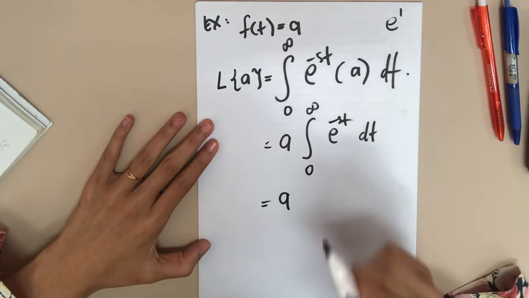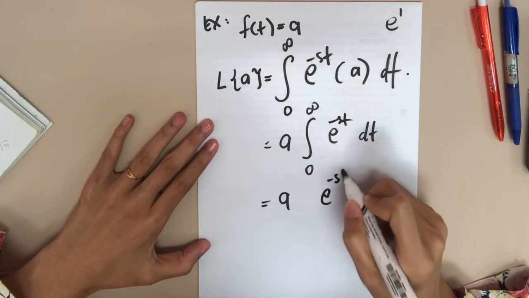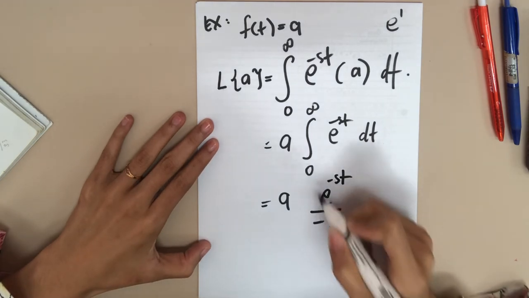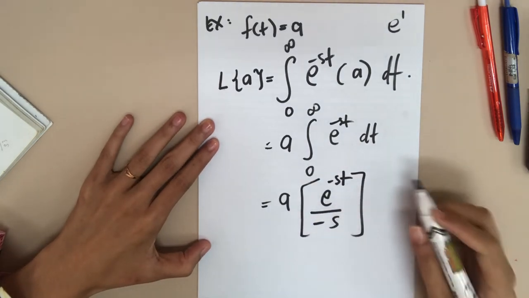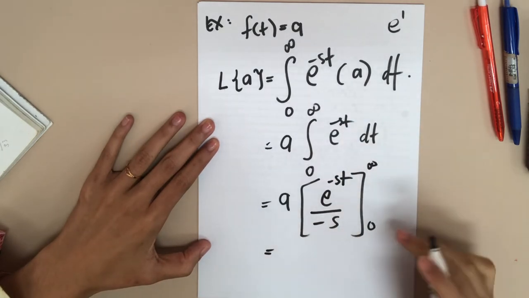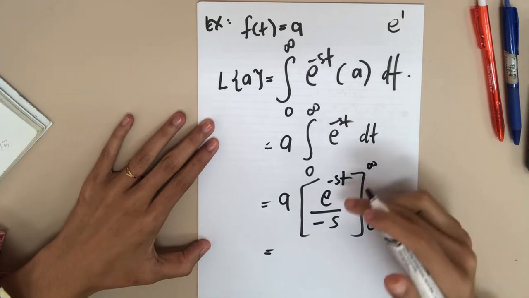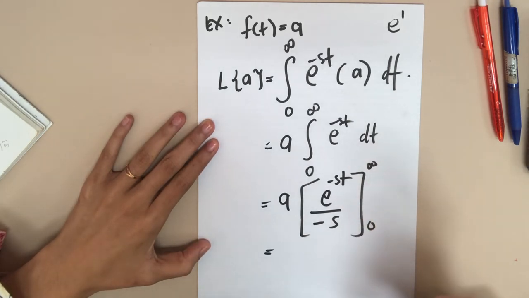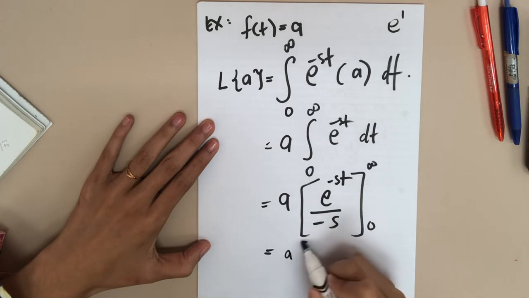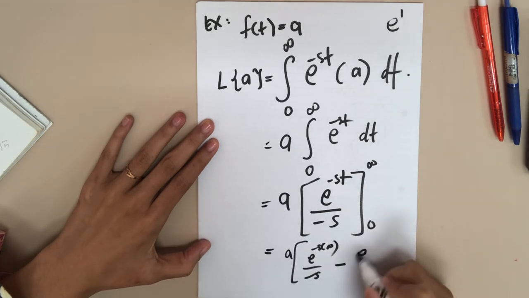Okay, I just write the final answer here. So integrate the exponential, you will get e to the negative st over negative s. Okay, and then you have the limits here, 0 to infinity. So what we do next is just substitute these two values, 0 and infinity, into t. So negative s infinity over negative s, then minus e to the negative s 0 over negative s.